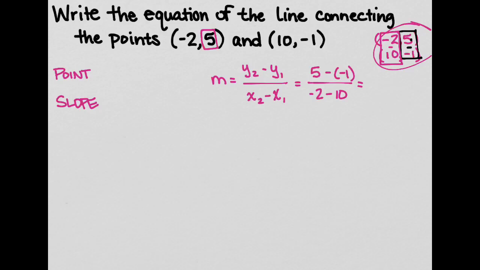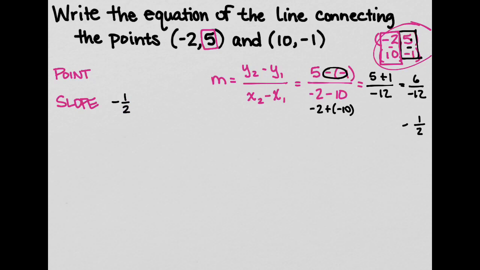And so remember, when you do minus a negative, that turns into plus. So this is 5 plus 1. And -2 minus 10 is kind of like saying -2 plus -10, which is -12. So this is 6 over -12, which again, I could leave if I want to, but honestly, that reduces. 6/12 reduces to 1/2, and I have a negative in there. So my slope is -1/2.